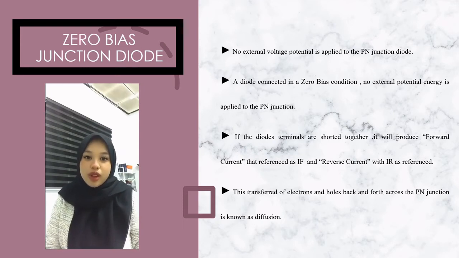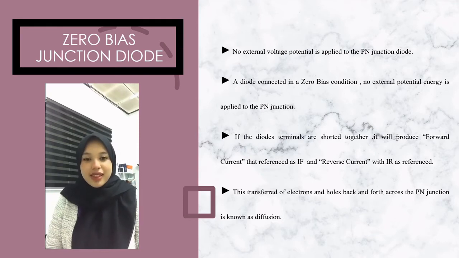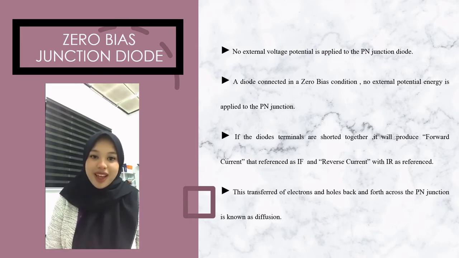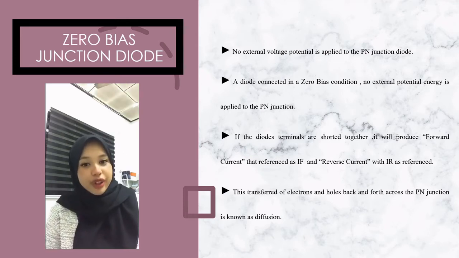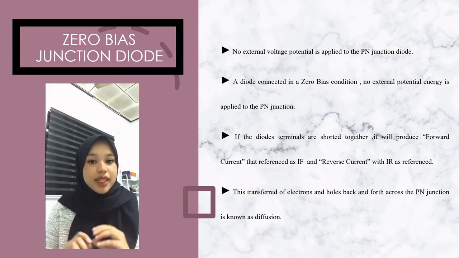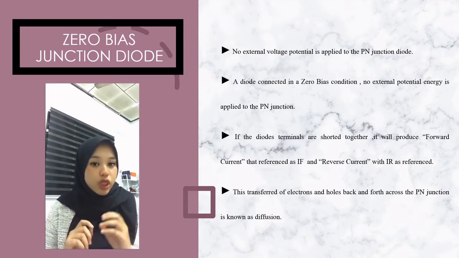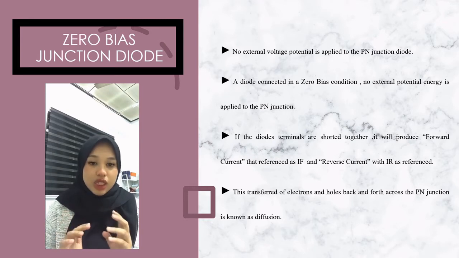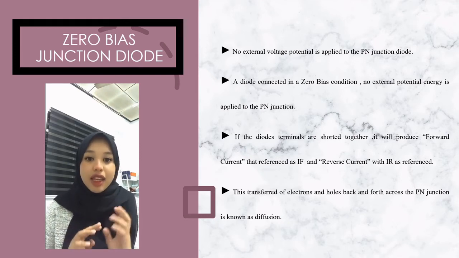Zero bias means that no external voltage is applied to the PN junction diode. Since the diode is connected in zero bias condition, no external potential energy is applied to the PN junction. However, if the diode terminals are shorted together, a few holes in the P-type material with enough energy to overcome the potential barrier will move across the junction against the barrier potential. This is known as the forward current, with reference IF.